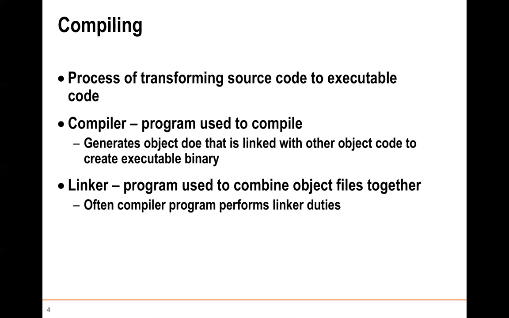In many cases, the compiler will serve both those functions. The compiler converts source code into object code, and then it will take that object code and combine it with the other libraries and object codes that it needs to make an executable. That usually happens in one step, so you don't typically have to use a separate linking program to do the linking. That's usually done for you automatically.